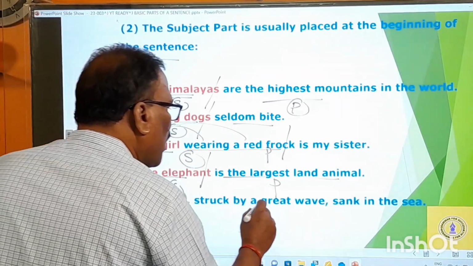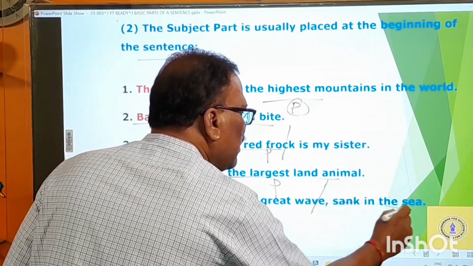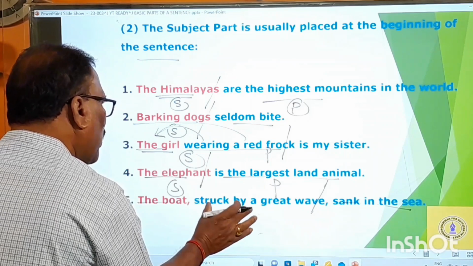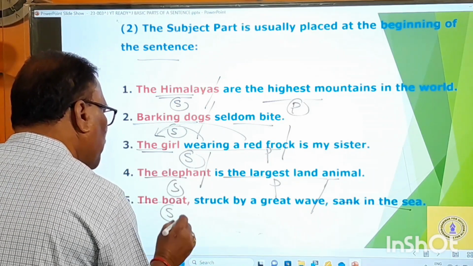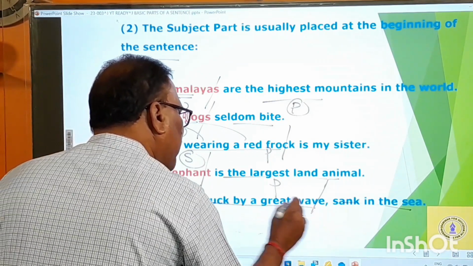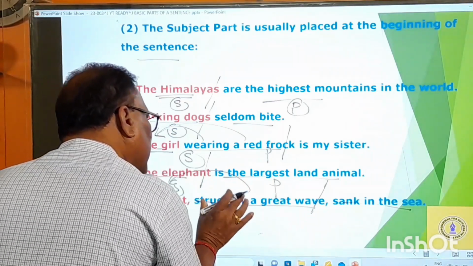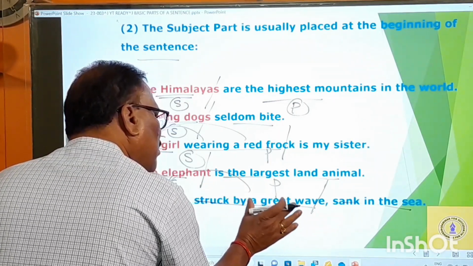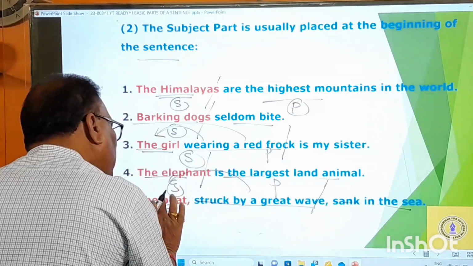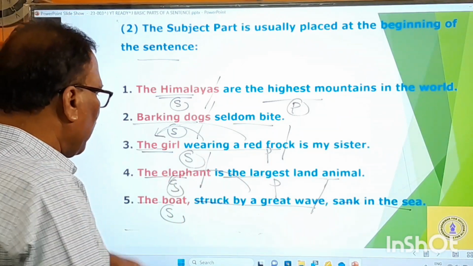The boat struck by great waves sank in the water. What are we talking about in the sentence? The boat. This is the subject part. Of course, struck by great waves. All these words, this entire phrase, is describing or qualifying this boat. What kind of boat?